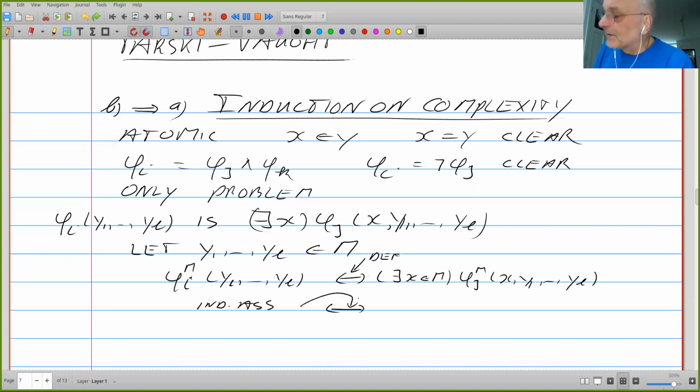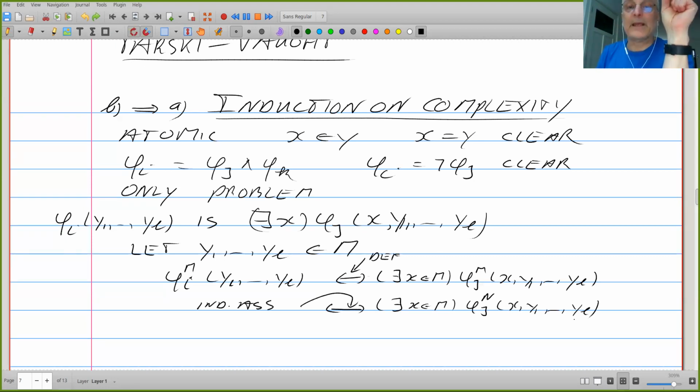The inductive assumption tells us that we can replace the phi m by the phi n. Why is that? Well, we have an equivalence here. It could be that the phi I is false, and that means that there is no m. Well, if there is no m such that this happens, then there is also no m such that that happens, because we don't have an x to worry about.